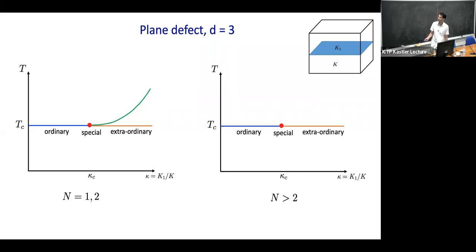Somehow people maybe thought that you have the ordinary phase on both sides for n greater than 2. But actually this is the natural phase diagram, with the extraordinary phase being realized for any value of n. We don't expect a critical n in this case. And indeed that will be confirmed by RG analysis.